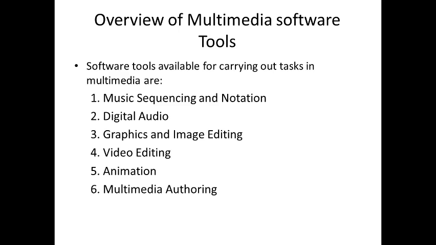Now the next one is the overview of multimedia software tools. The software tools available for carrying out tasks in multimedia are these, which we are going to see in detail. The first one is music sequencing and notation. The second one is digital audio. The next one is graphics and image editing. The next one is video editing, animations, multimedia and authoring. So these are the different multimedia tools and software that we are going to see. It's a general overview of how animations and all these things have been done.